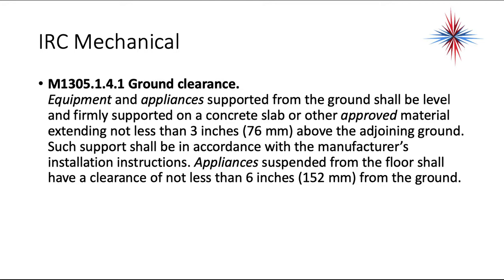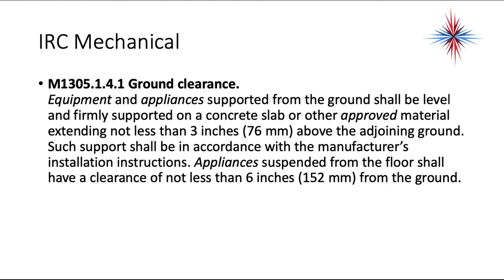Equipment ground clearances are important. Equipment and appliances supported from the ground shall be level and firmly supported on a concrete slab or other approved material and extend not less than 3 inches above the adjoining ground. Such support should be in accordance with the manufacturer's installation instructions. Appliances suspended from the floor should have a clearance of not less than 6 inches from the ground.